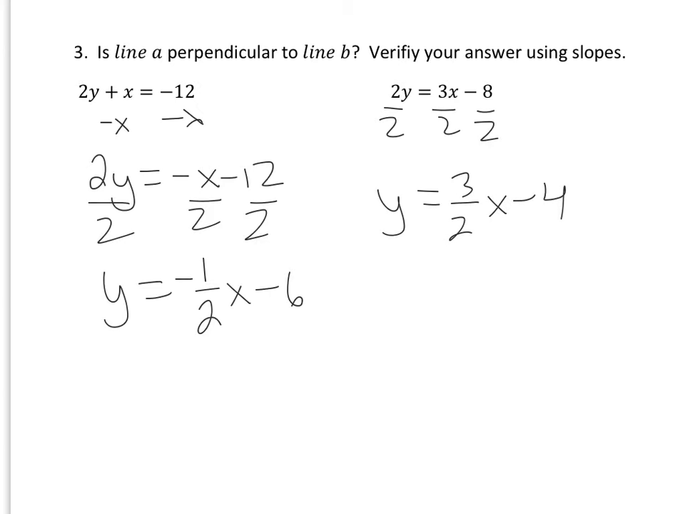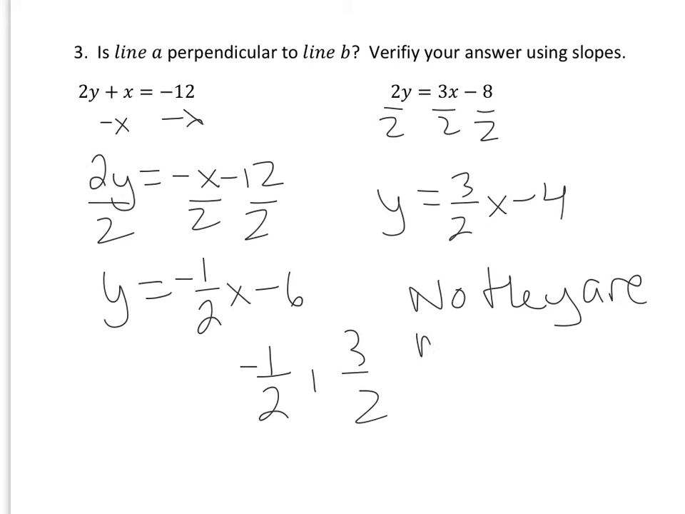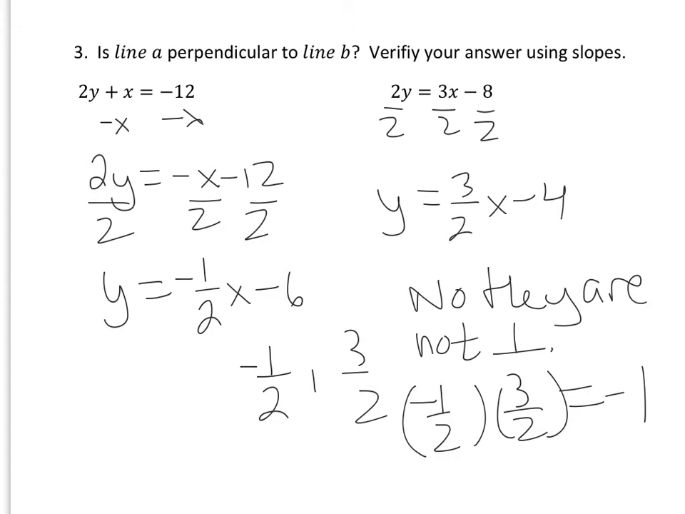So, negative 1/2, and we have 3 halves. Are those negative reciprocals of each other? So, no, they are not perpendicular, because negative 1/2 times 3/2 does not equal negative 1. Does not equal. Okay, let's take a look at some more.